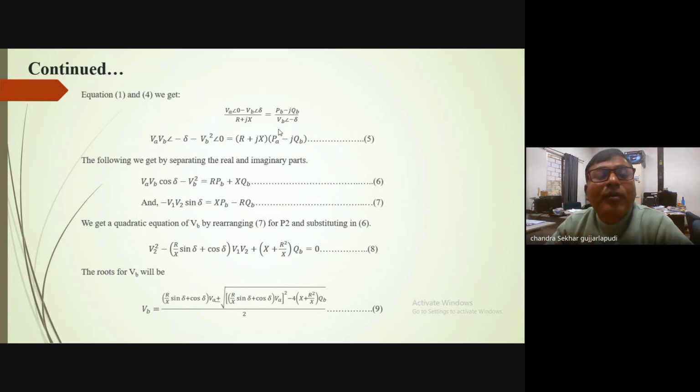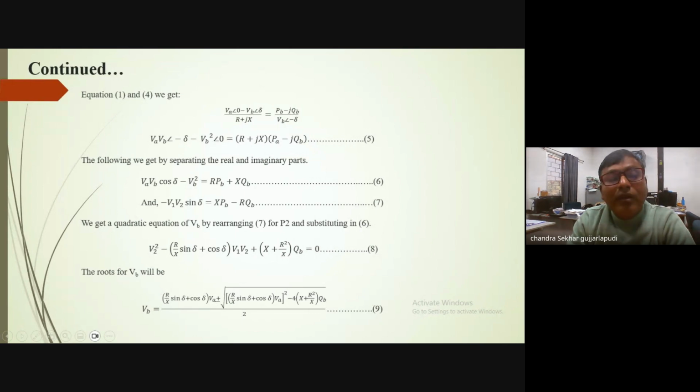Now, from that expression only, if you take VB cos delta, from equation number 6, if you keep only VB cos delta, and I think here once again some printing mistake, it should be VB sin delta in equation number 7, then you may have an expression like that. Please mind it, here VA means V1 and VB means V2. So it has been replaced due to some printing error. Now if I square that, finally we'll get VB equal to like that.